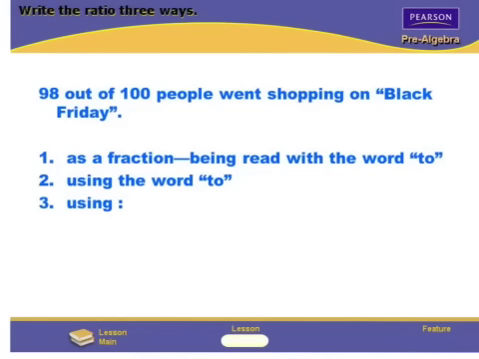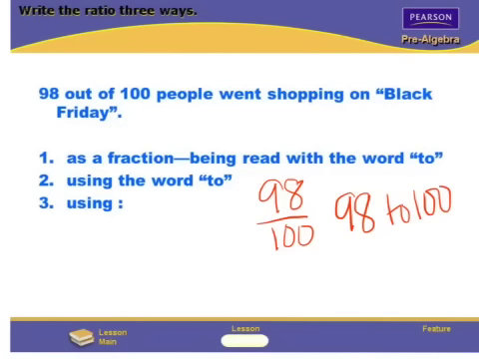If you look here, if I were to say 98 out of 100 people went shopping on Black Friday, could you take that and write it as a fraction, as a ratio, being read with the word "to"? So if you were to write that as a fraction, you would write 98 to 100. If we were to write it with the word "to," we would say 98 to 100. And then we could also use the colon.